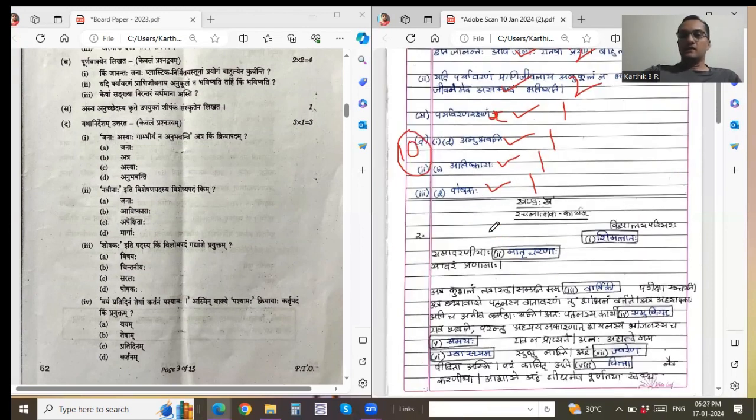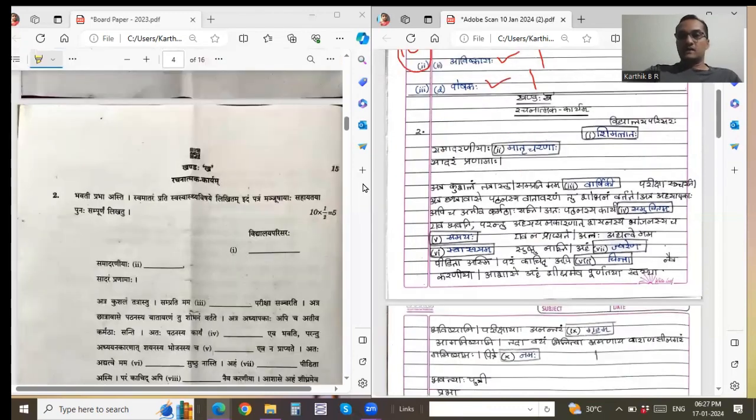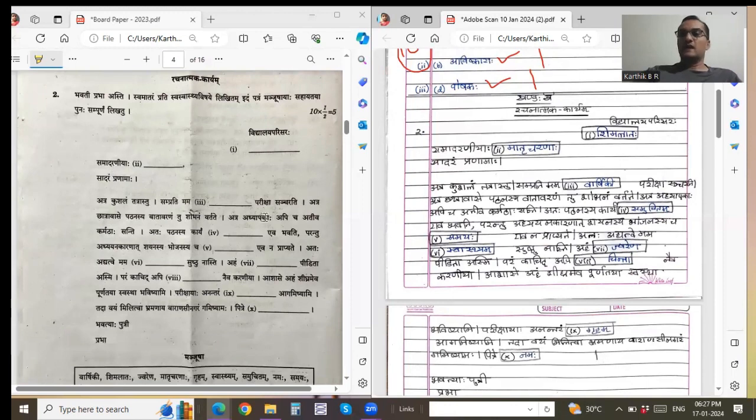This is the pattern of the valuation. So the first main question's marks are 10 in total, and individual marks are mentioned here. Now we will see the second main question. The question number is written correctly: 2, Khandaha Kha, Rachanatmaka Karyam, all that is written properly. To highlight the answers, even boxes are drawn. It is accepted and appreciated. It becomes easy for a valuer to trace the answer.